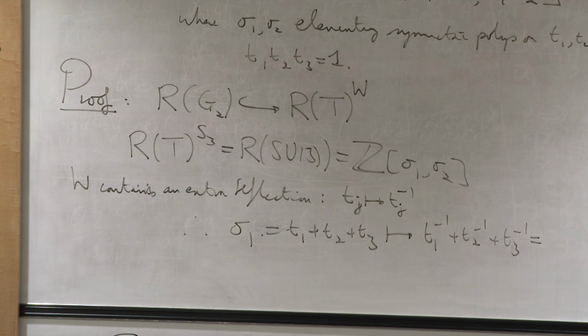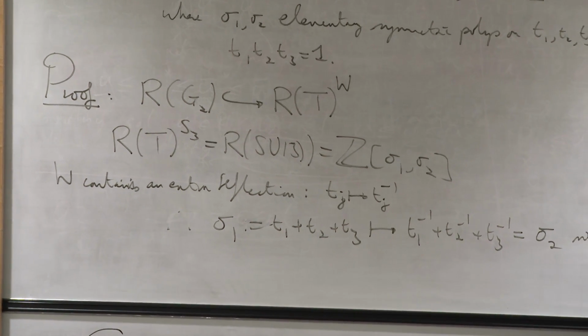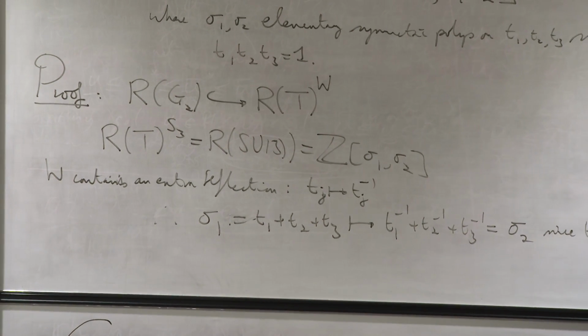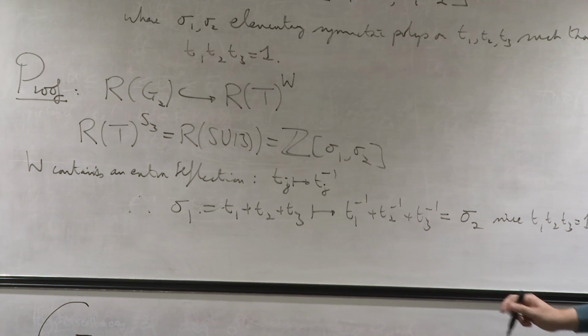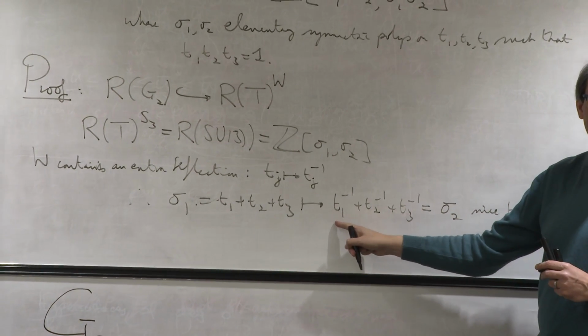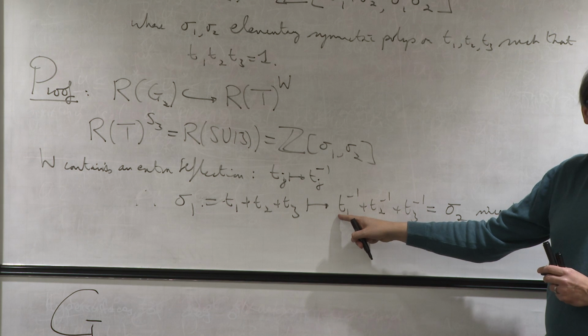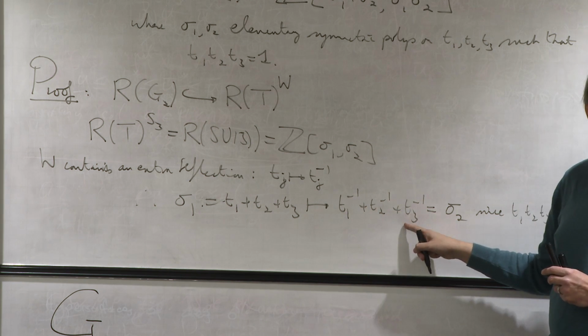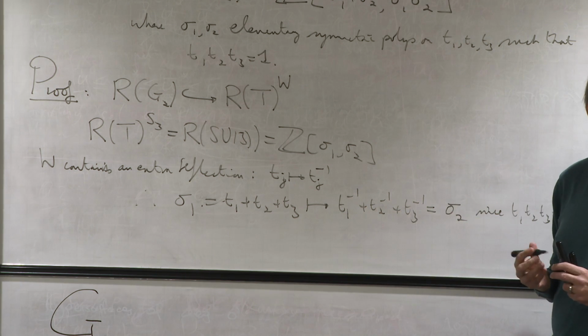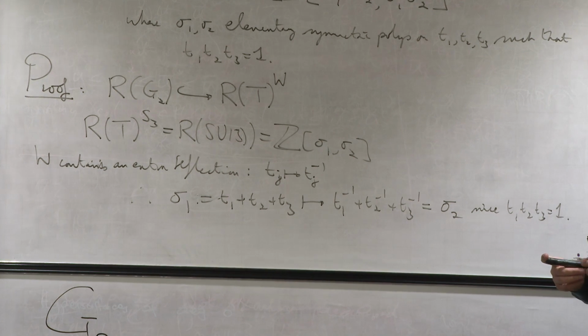Well, that doesn't look very good, but actually, that's sigma 2 in disguise. Because T1 times T2 times T3 is 1, you can make a common denominator of T1, T2, T3, and you'll get T2 T3 plus T3 T1 plus T1 T2, which is exactly sigma 2. So in fact, this is the same.